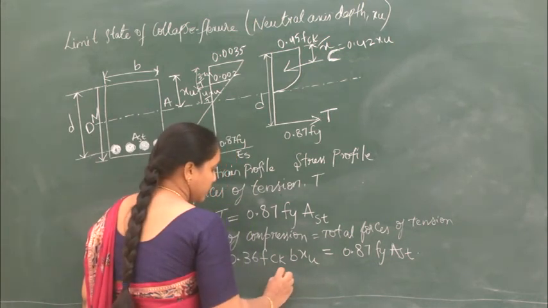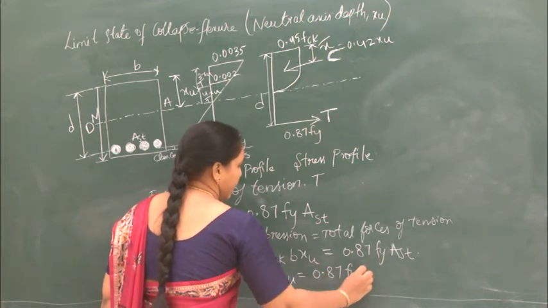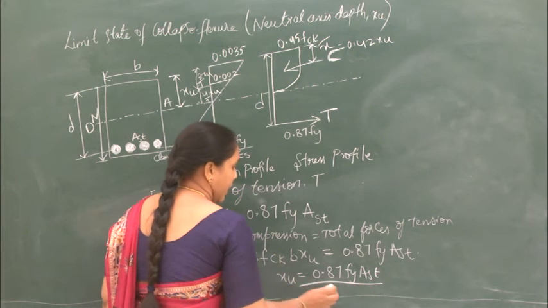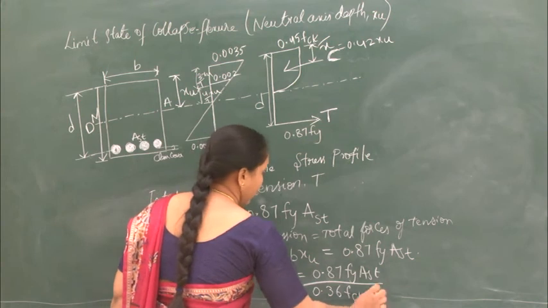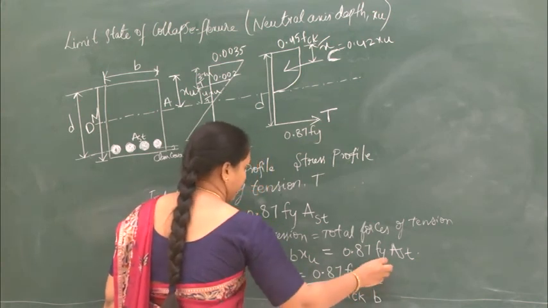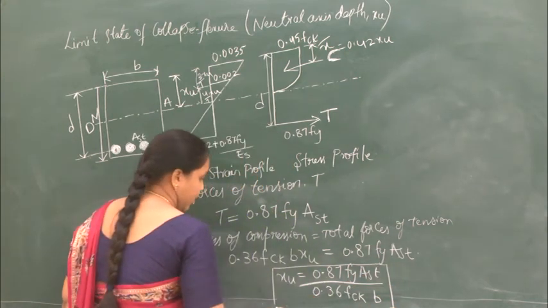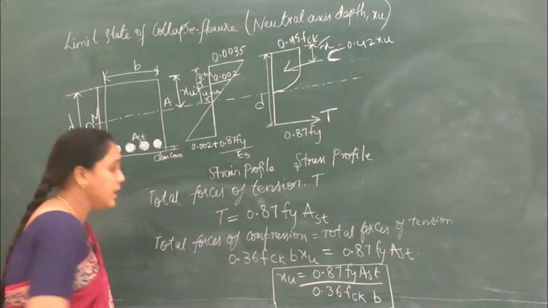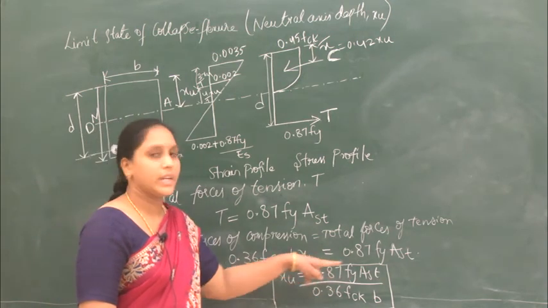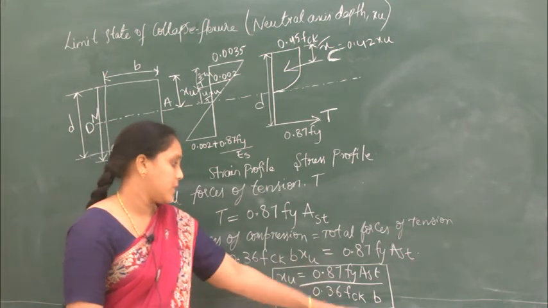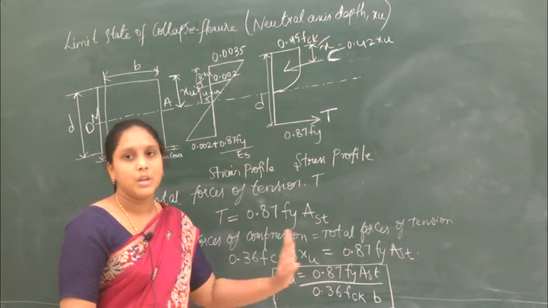So from this we can calculate the XU value. What will be XU? XU is equal to 0.87 Fy into AST divided by 0.36 FCK into B. This is the equation for calculating the neutral axis depth XU. So this is how we will calculate the neutral axis depth XU.